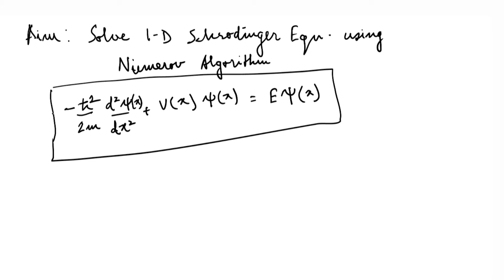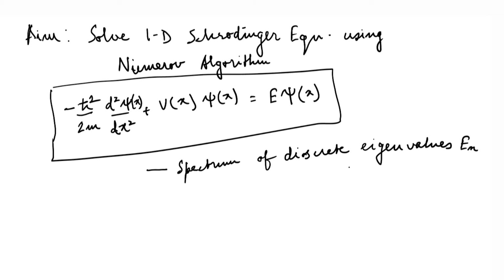The focus here is this: if you are able to solve the Schrodinger equation analytically, you get a spectrum of discrete eigenvalues, for which there exists a unique eigenfunction. So, our aim is to obtain these eigenvalues and eigenfunctions numerically, because in most practical cases we will not be able to solve this Schrodinger equation analytically. In this part of the course, we will learn, for the special case of the 1D Schrodinger equation, an algorithm known as the Numerov algorithm.